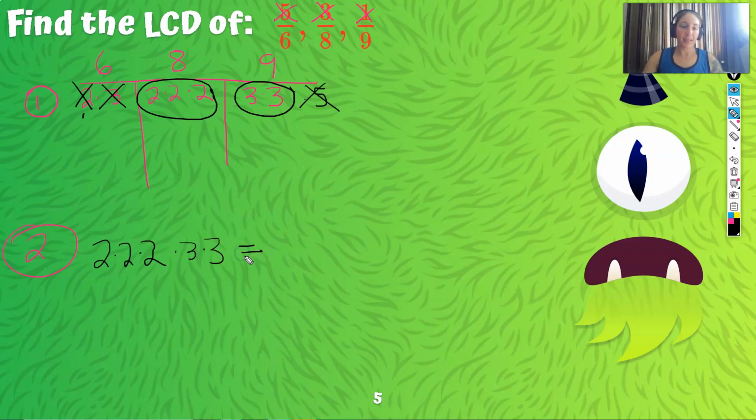So in this case, my LCD would be 2 times 2 is 4, times 2 is 8, times 3 is 24, times 3 is 72. So my LCD in this case would be 72. I found my LCD. All right, now let's throw some variables in it.